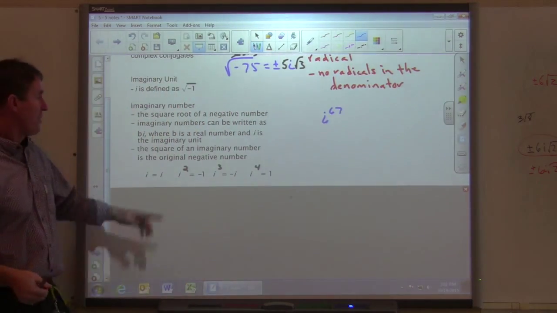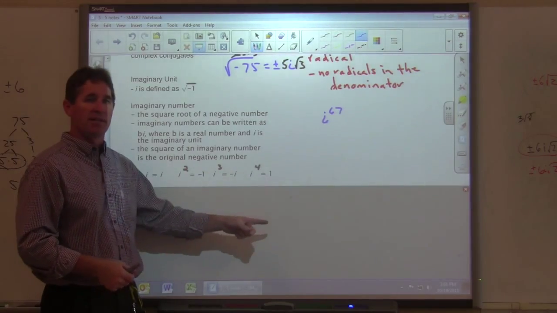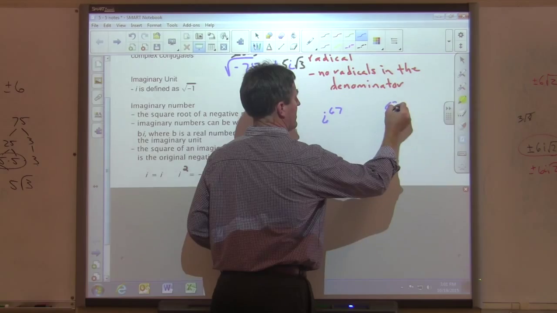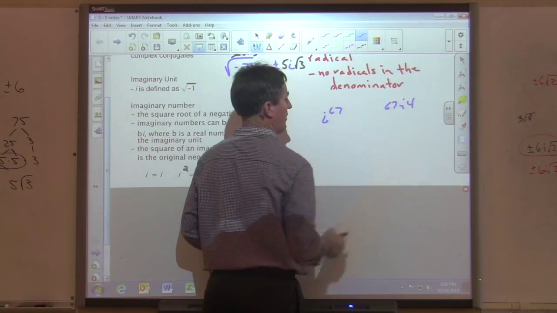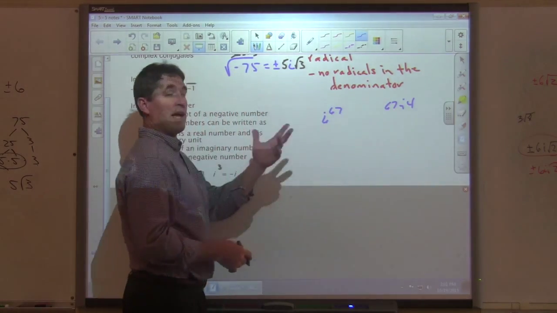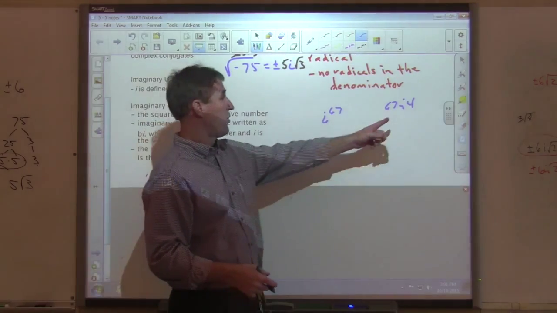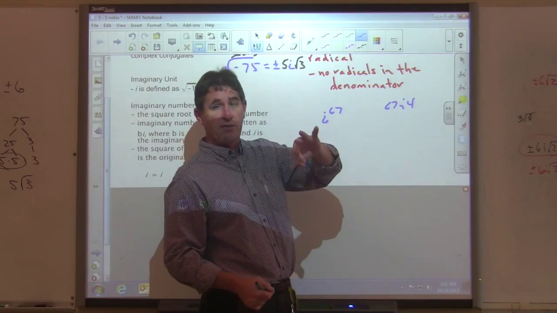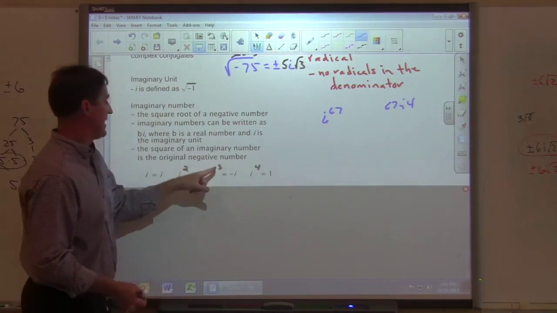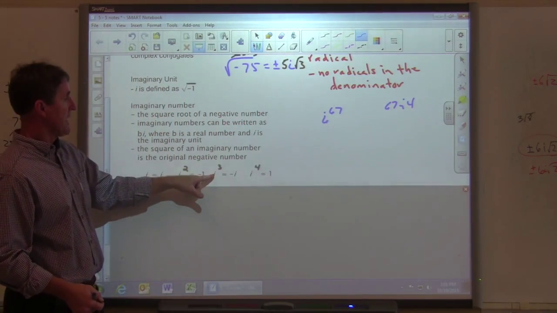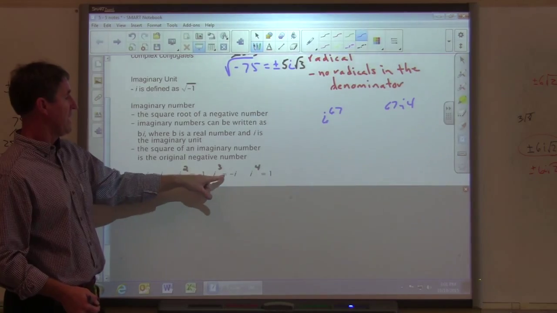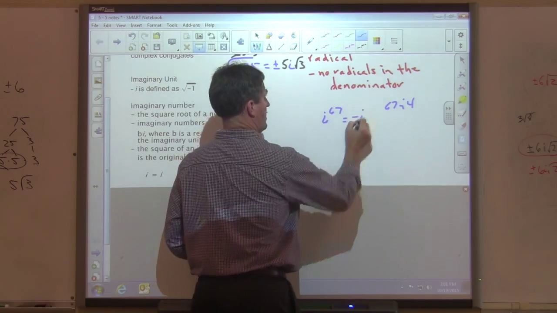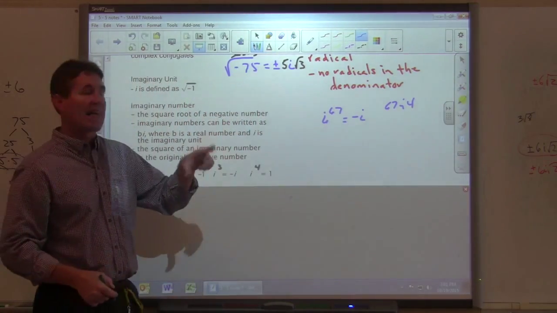Okay? Now, you don't want to make this chart all the way out to 67. So all you have to do is divide 67 by 4. Now, if you do that in your head, you might know that 4 goes into 64, and so I'd have 3 left over. The remainder is the power. So since this has a remainder of 3, this would equal -I.